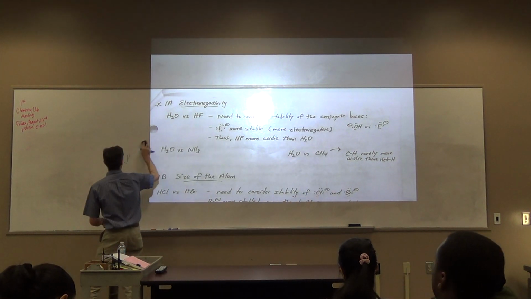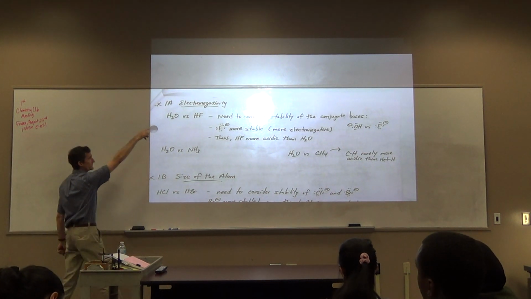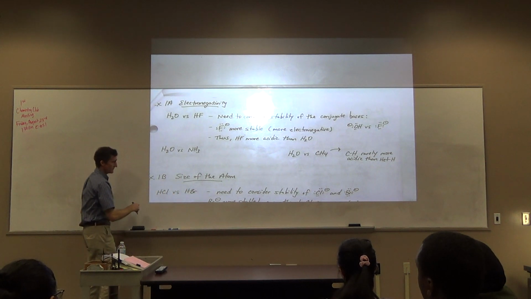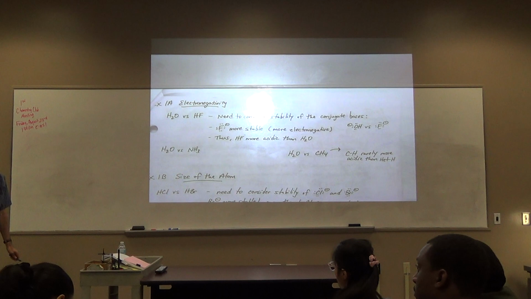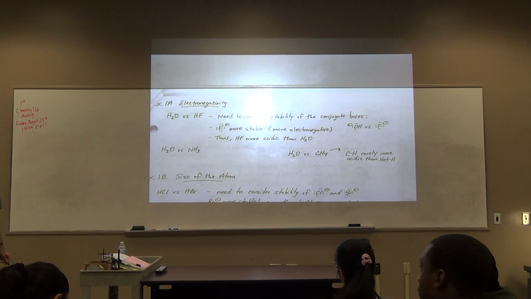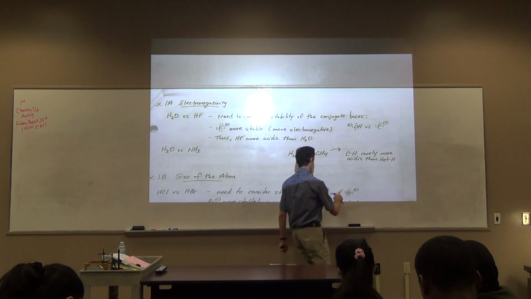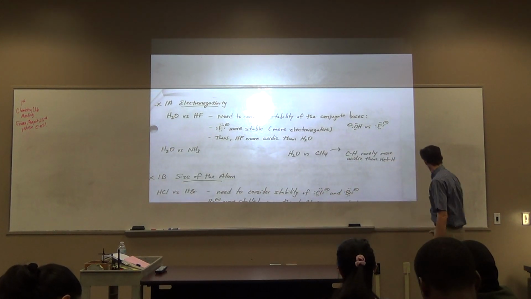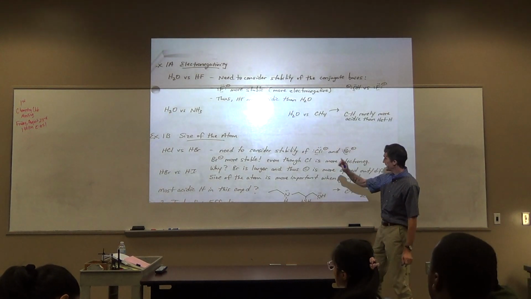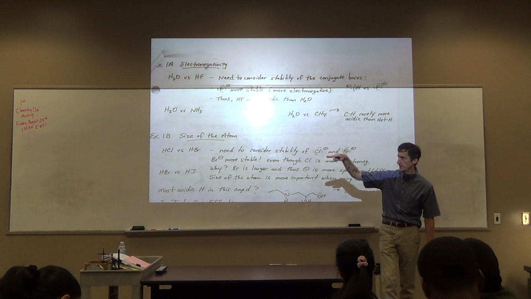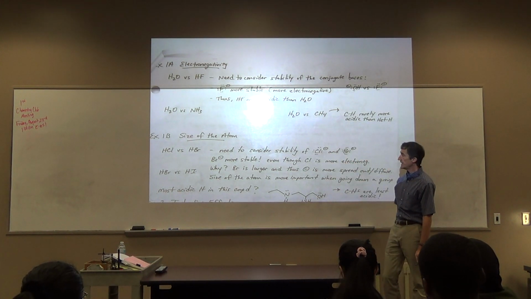Okay, these two are kind of grouped together: electronegativity and size of the atom. Which is more acidic, HCl or HBr? What do we want to consider? Conjugate base. Okay? Conjugate bases are Cl minus and Br minus. Which one is more stable? Well, if you look at electronegativity, Cl is more electronegative. Up and to the right, more electronegative. But that's not the right answer here.